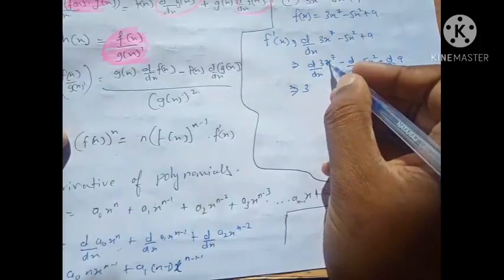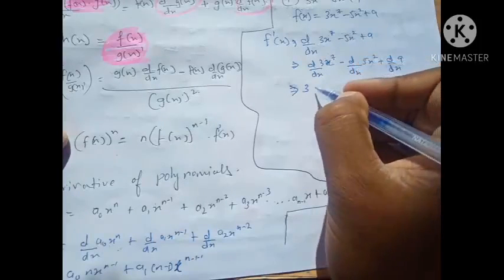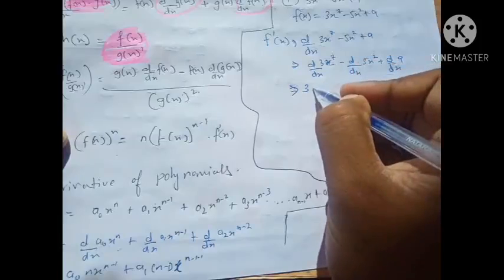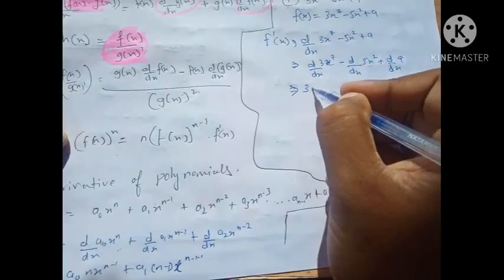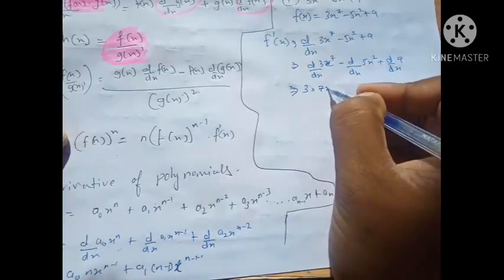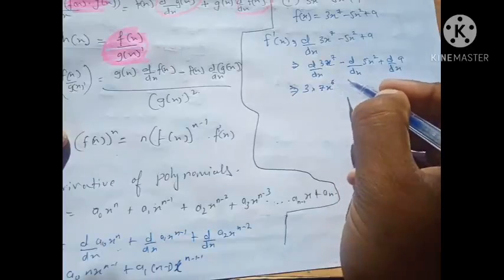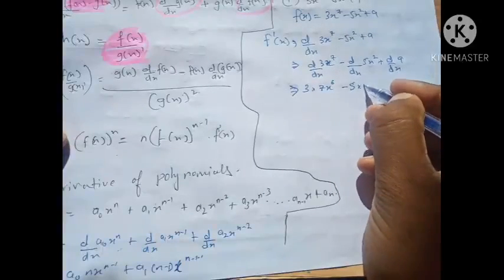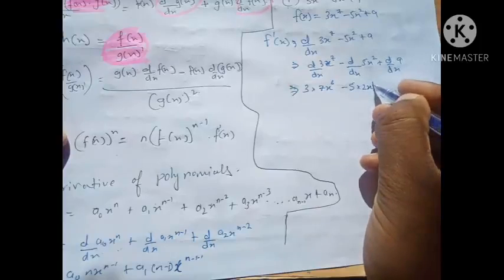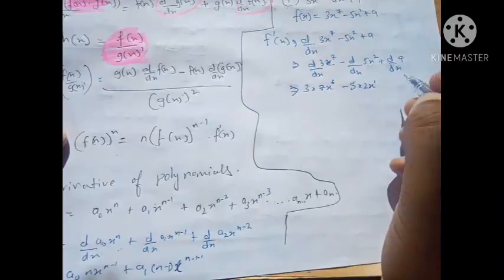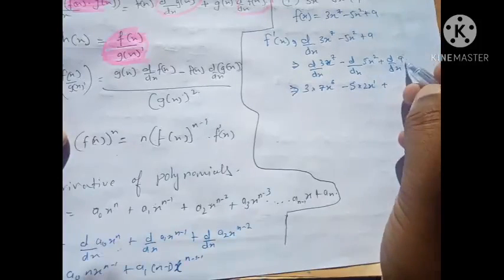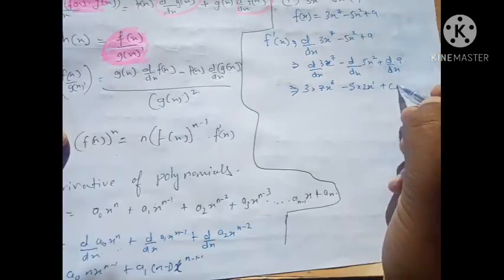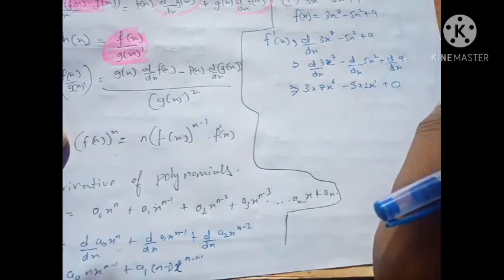And what is the derivative of x if x has any power? So 7 will come in front, x to the power 6, one power is reduced, n minus 1. Minus 5 is going to come in front, and this is going to be 2x to the power 1, one power reduced, plus the derivative of any constant term, which is always zero. This is the very first thing that we did learn.